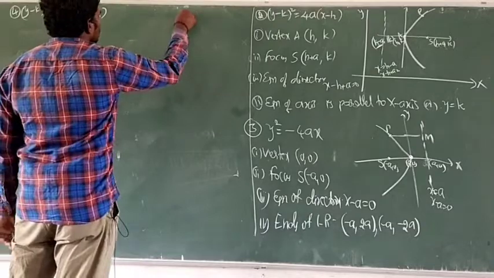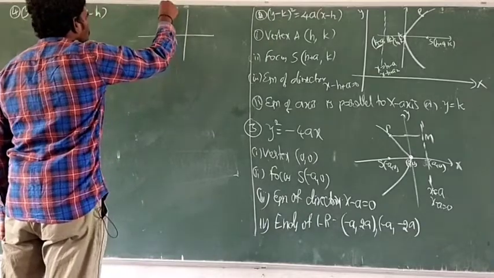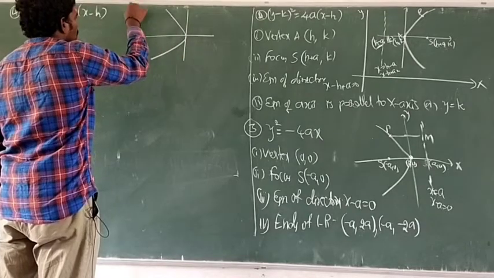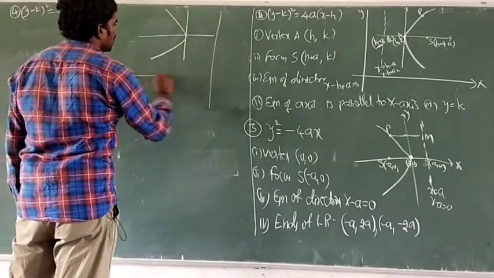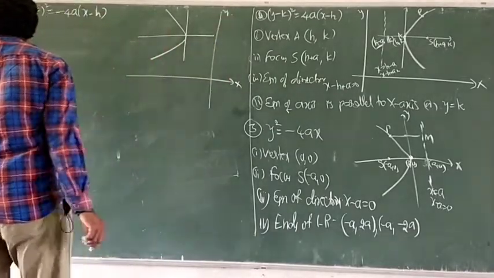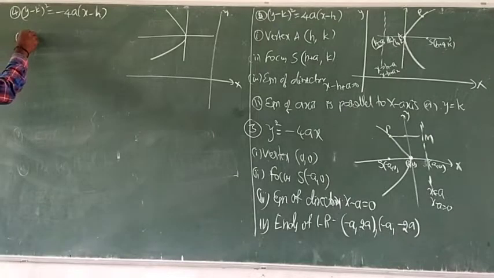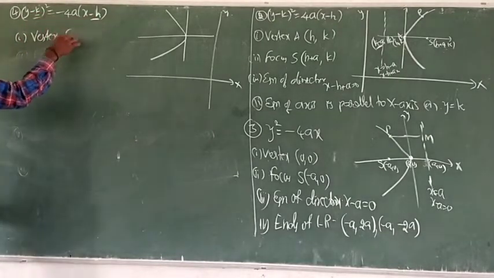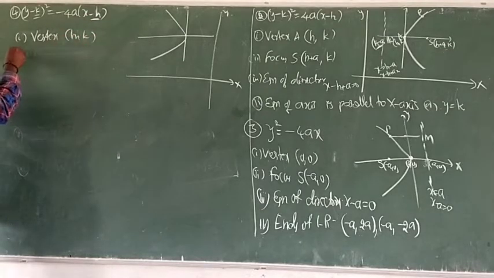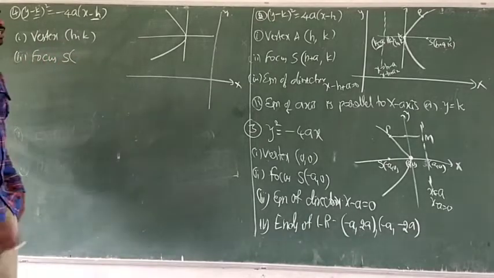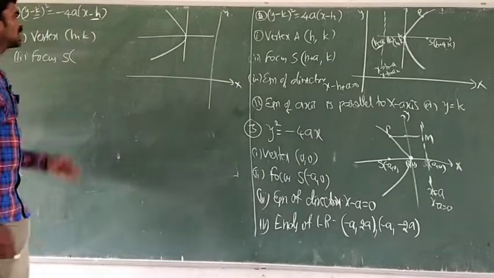For this conic, the parabola, the vertex is actually first (0, 0), but whenever it is shifted from the x axis, y axis, the first one is the vertex. So vertex is h comma k. From the diagram we can write, or from the question also we can write. Next, focus. Focus S is what? Here it is h plus a comma k.